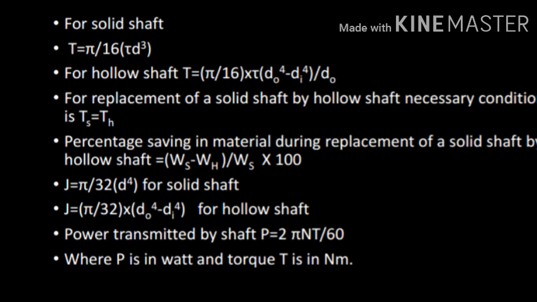Now the polar moment of inertia J is given by J equal to pi by 32 d to the power 4 for solid shaft, and J equal to pi by 32 d naught to the power 4 minus di to the power 4 for hollow shaft. Another formula which we will use for determining the value of T will be P equal to 2 pi N T by 60, where P is power in watt and T will be torque in Newton meter.